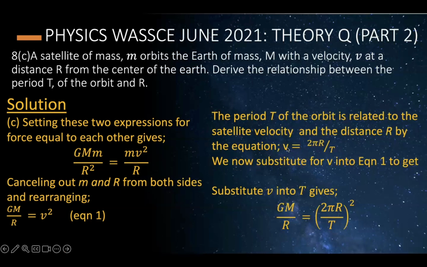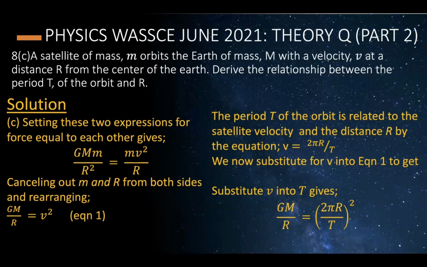This is a very important equation where v is the velocity, r is the radius, and t is the period. So if you take this equation and put it into equation 1, that will give us equation 2. Everything is still the same, you just substituted for the velocity and you now have the period in the equation.